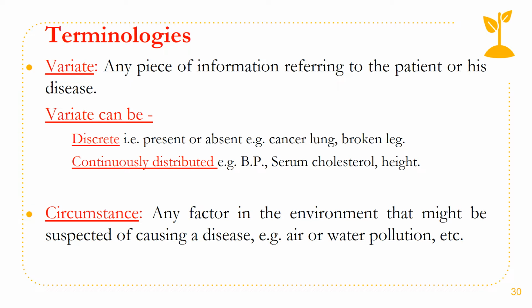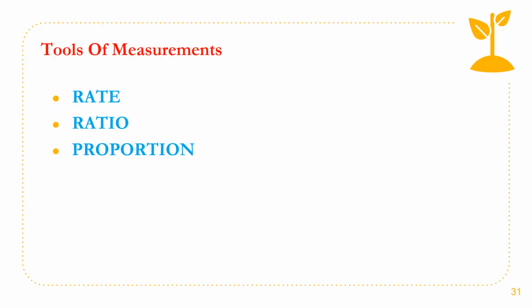Circumstances: any factor in the environment that might be suspected of causing a disease. Example: air, water pollution, etc. Coming to the tools of measurement, there are three tools, namely rate, ratio, and proportion.